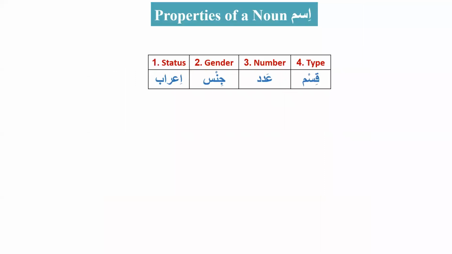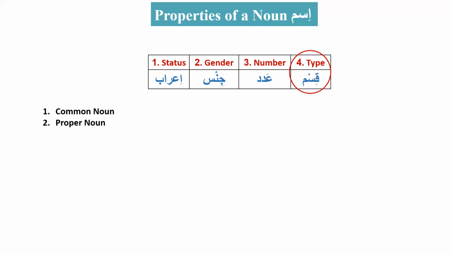Second property is gender. Gender means is the ism masculine or feminine. When we say number, the third property, number means is the ism singular, dual, or plural. And the last one, which we are studying right now, the fourth one, is called type. When I say what is the type of an ism, what I'm actually asking you is, is the ism a common noun or a proper noun? Which of the two is it?